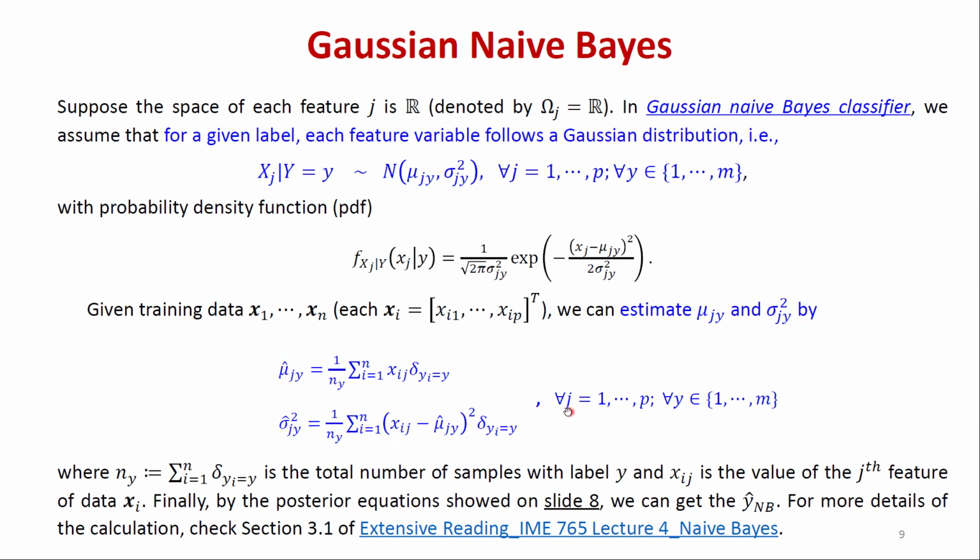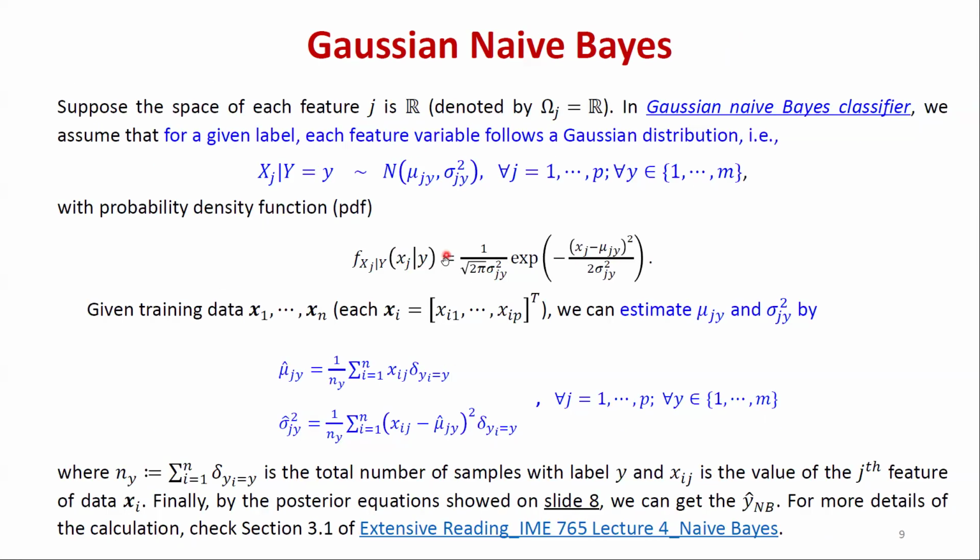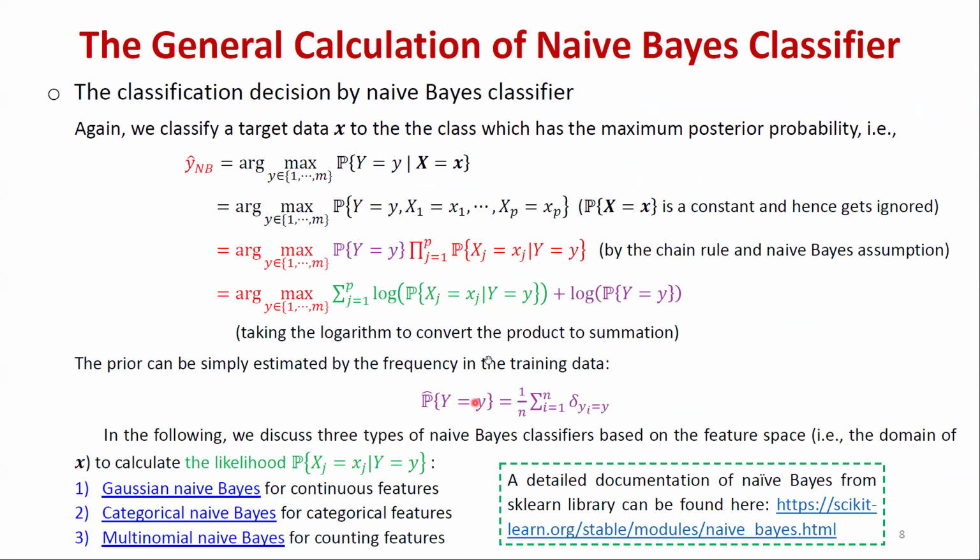Okay, and we are going to do it for all j from 1 to p, and also for all y, for all the classes. So using this, for each j and y, I will get mu_jy, and I get the whole distribution. And then I can calculate this one, because this is nothing but the PDF of this Gaussian distribution. And then because of the naive Bayes assumption, I simply multiply everything.